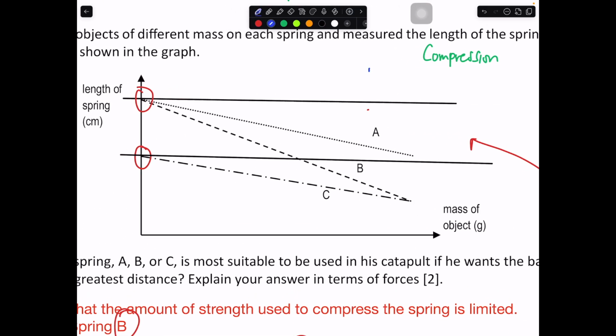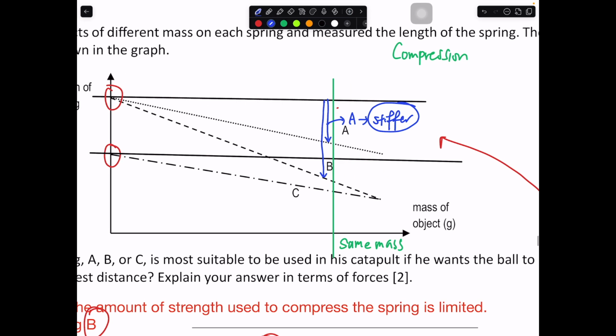Okay, because for the same mass, A is harder to compress as compared to B. That means A over here is stiffer as compared to B. So if you manage to compress A to the same extent as B, A will have more elastic spring force, because it is much stiffer and you will need more strength to compress it to the same extent. Therefore, when it's allowed to return back to its original length, it will push even harder. Okay, so that is for the stiffer spring.